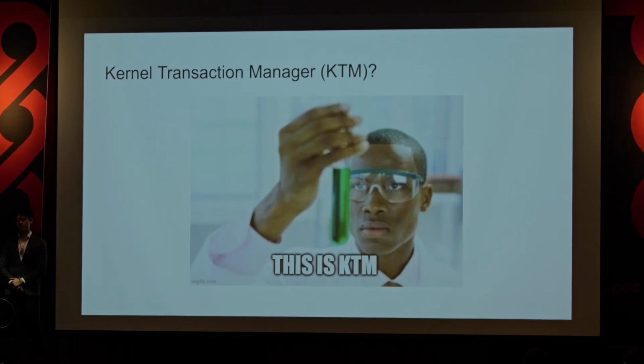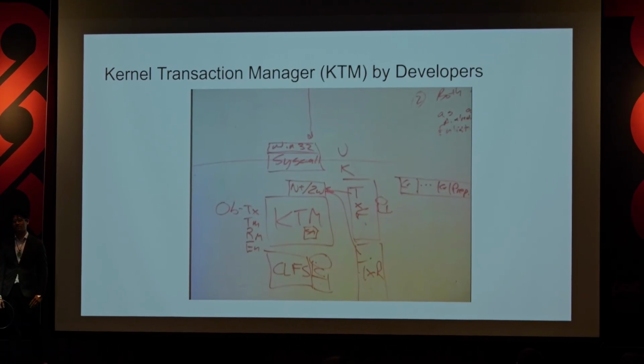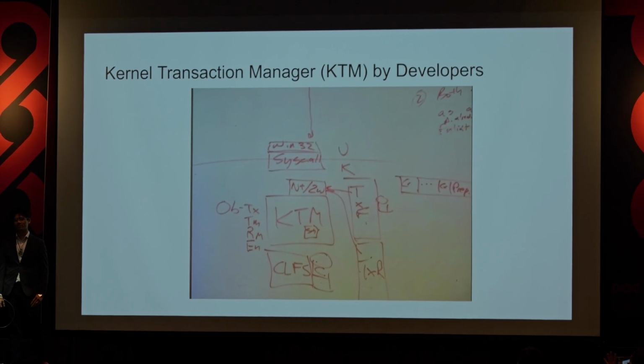So what is KTM? Basically, this is a whiteboard that has been used by Windows developers in 2007. It explains roughly what KTM is. On the left, you see OB, TX, TM, RM, and EN. OB stands for objects, because the different objects in the kernel in KTM are tracked by the object manager. KTM stands for kernel transaction manager, so it's about dealing with transactions, which are atomic operations.